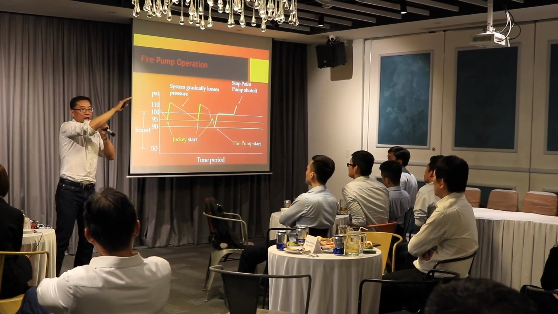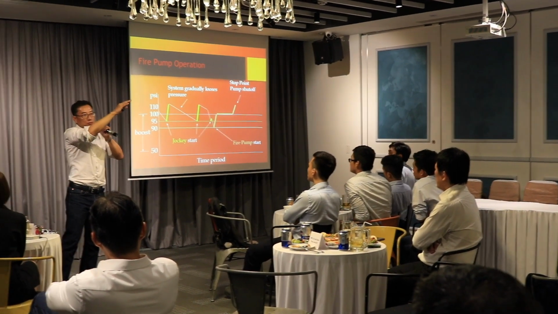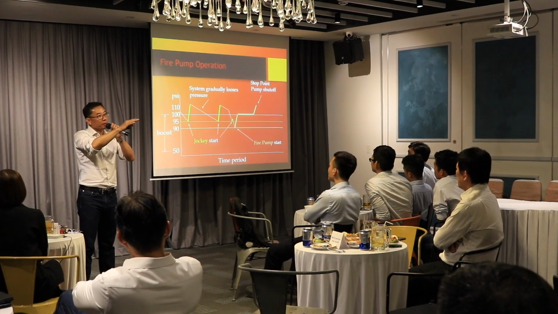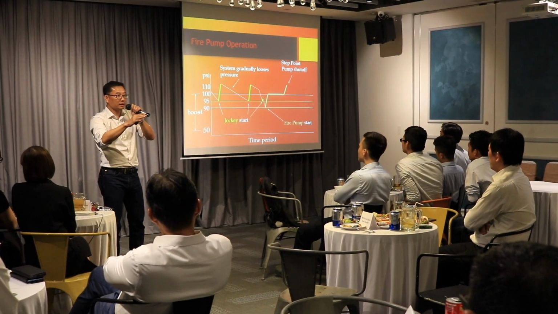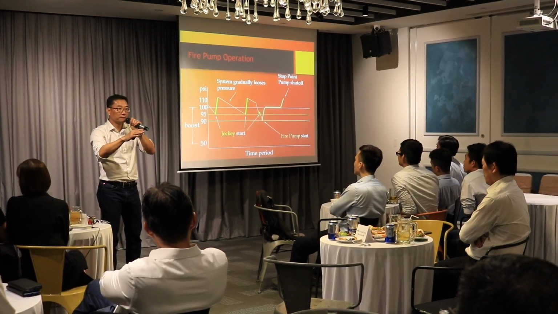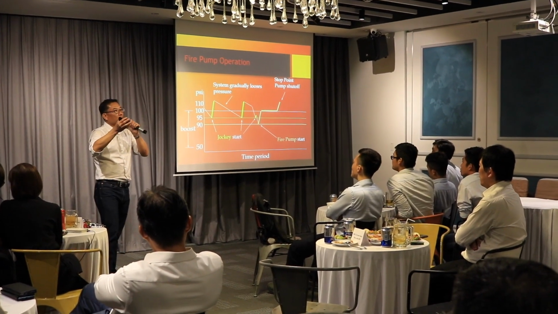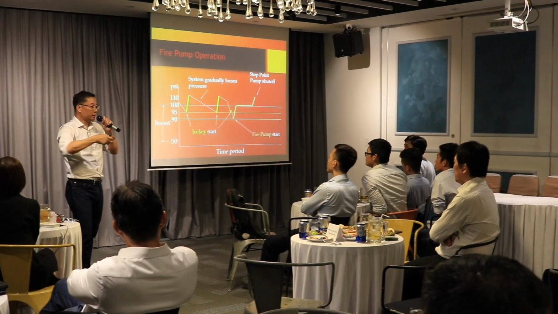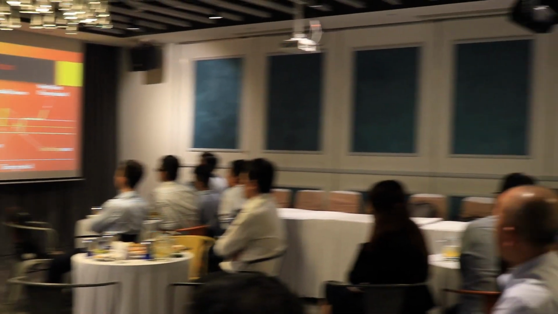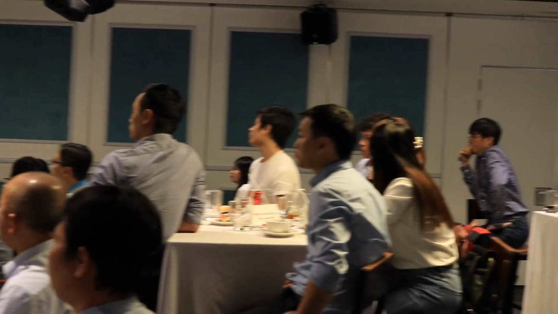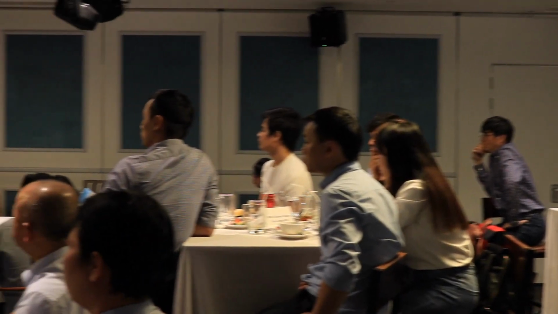Okay? Another scenario: the pressure drops, the jockey starts, but the pressure still drops another 5 psi. That means there's a fire. Of course, here in Singapore we use about 20 psi. Here it asks for 10 psi, which is very sensitive. We don't need to follow it 100%; it's up to you to decide. Normally it's about 20 to 25 psi. The main pump will start.